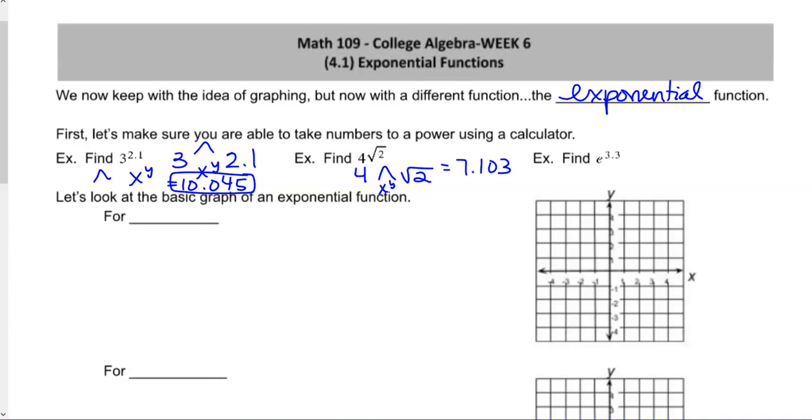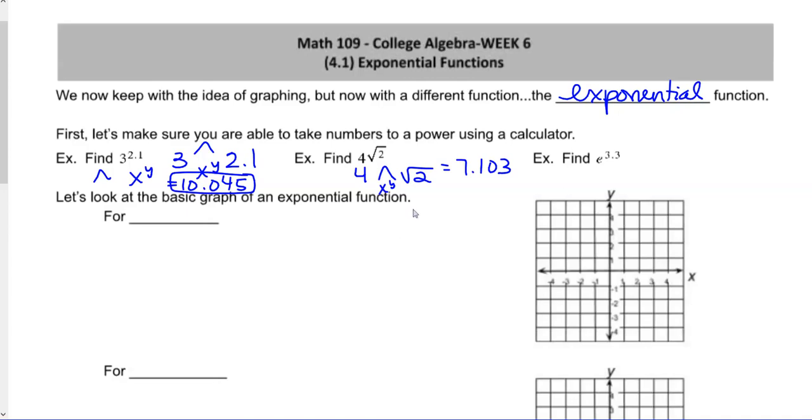I'm going to grab my phone because that one might be a little bit tricky, just to see what steps I have to take. So you might have to turn it sideways. If I'm looking at an iPhone, I have 4 and then I have x to the y. So I'm going to go x to the y, and then you have to get the square root. You have to put 2 square root in first and then hit equal.